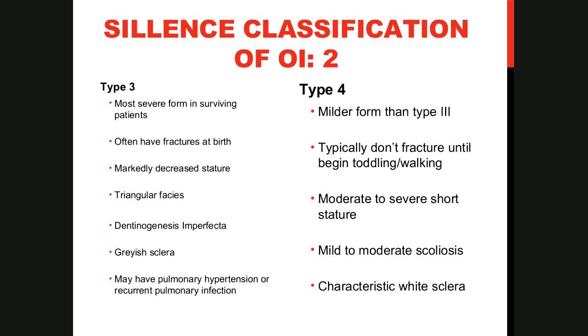Type 4 is sort of a moderate to severe form of OI. It is milder than type 3. Kids typically don't fracture until they begin walking. They do have short stature, which is moderate to severe, and there can also be mild to moderate scoliosis.